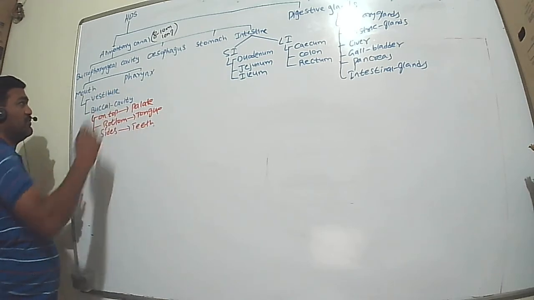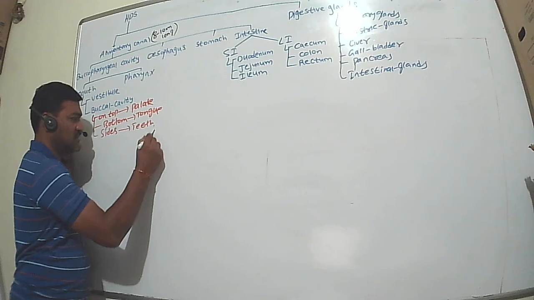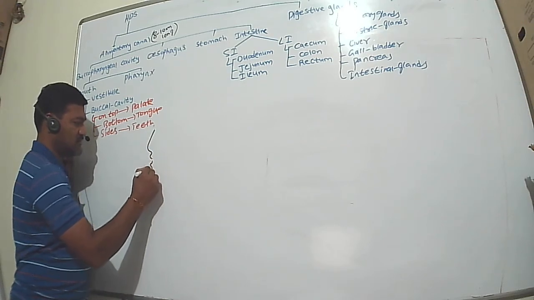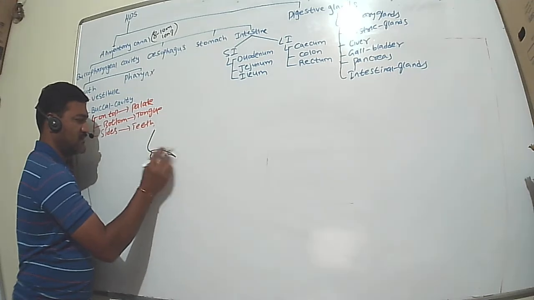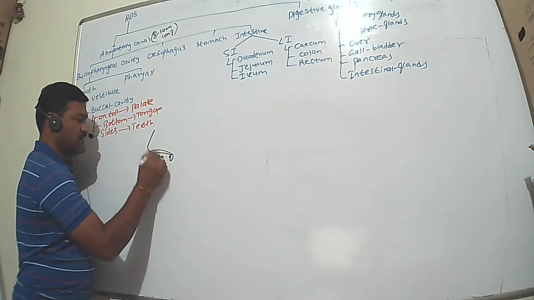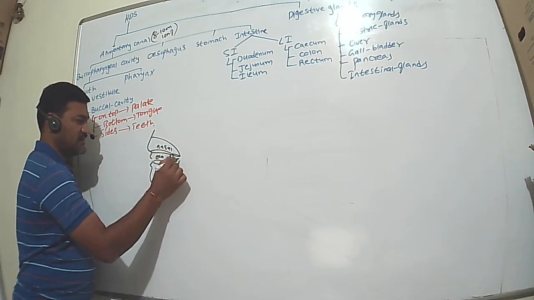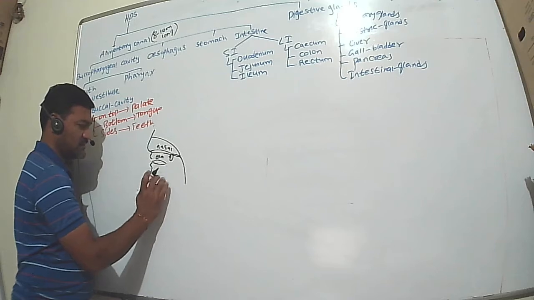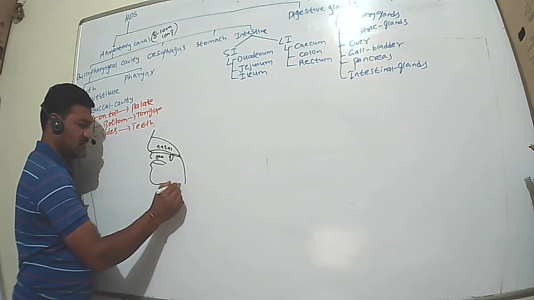Next, coming to pharynx. Pharynx, I already told you, it's a muscular passage. For example, this is the mouth, this is the palate, this is the uvula, this is the oral cavity, this is the nasal cavity, this is the internal nares, and this is the larynx, and this here is our food pipe.